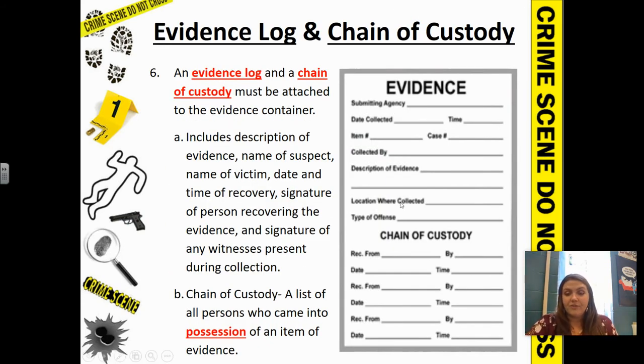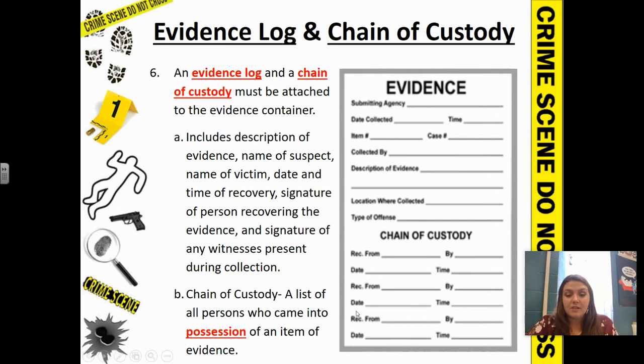So that's what I was talking about for this evidence log. There are evidence log stickers on every piece of evidence that you have, and you have to create this paper trail of a chain of custody of who had it when. So it includes a description of the evidence, the name of the suspect or the name of the victim if it came from them, the date and time of recovery, the signature of the person recovering the evidence, and the signature of any witnesses present during the collection. If anyone else was there, they need to sign it as well.